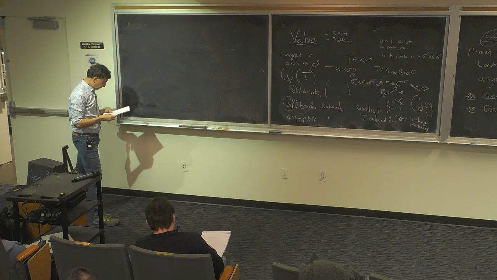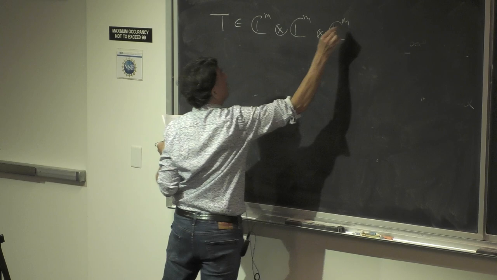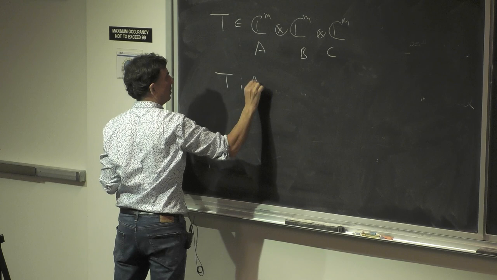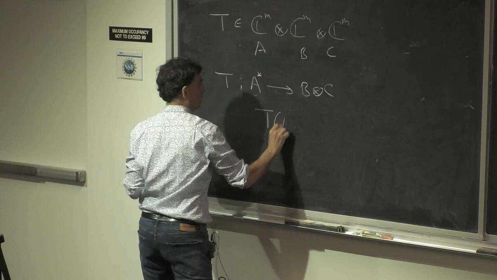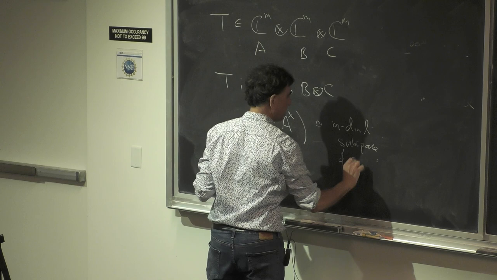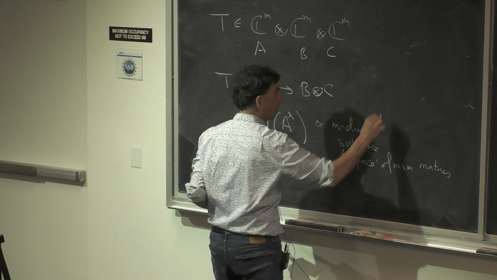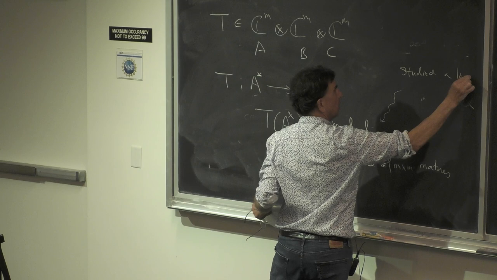So if I have a three-way tensor, if I call these spaces A, B, and C, I could also view this as a linear map from A to a space of matrices. So the image is usually an n-dimensional subspace of the space of M by M matrices. And so these things have been studied a long time in linear algebra.